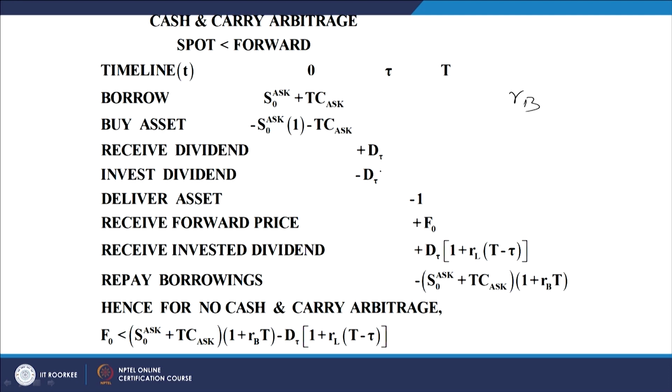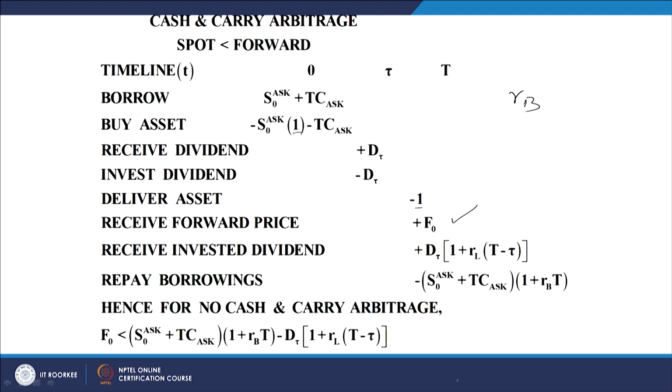Let us see what happens on maturity. On maturity, you deliver the asset. So, the asset that you had here, plus 1, cancels with the minus 1 that you had here. You have no holding of the asset, that is cancelled. You receive the forward price. What is the forward price? That is F naught, that was worked out at t equal to 0, that is the futures price or the forward price.